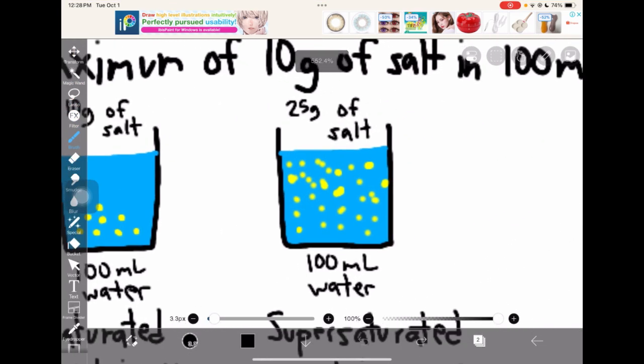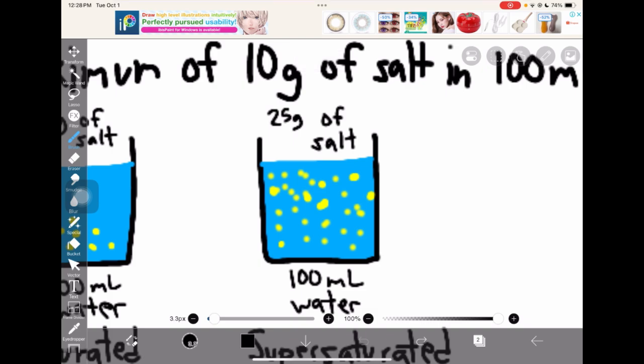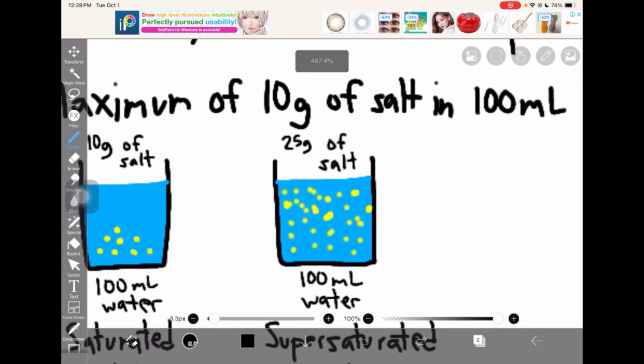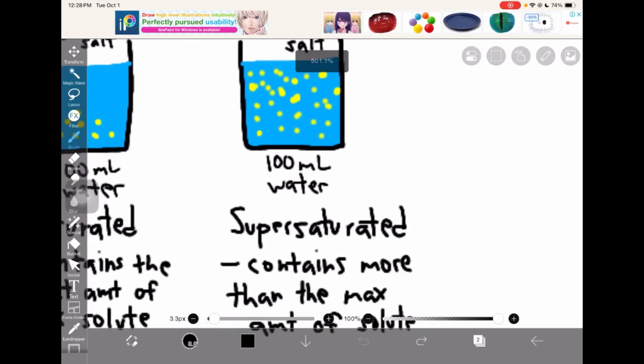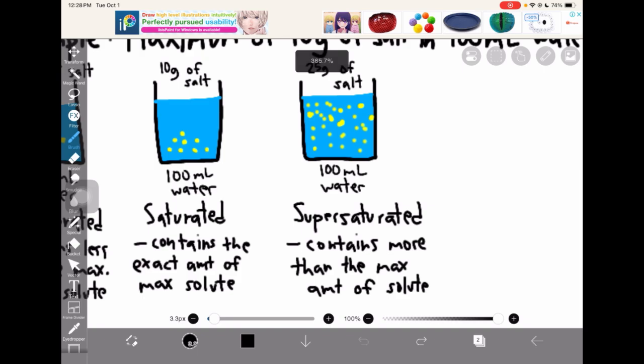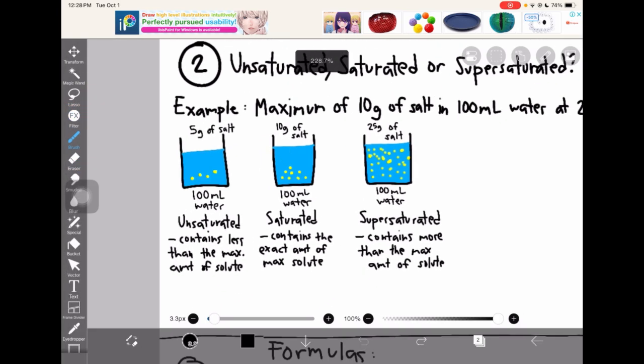How about the 25 grams of salt with 100 milliliters of water? Same conditions, but we just have 25 grams of salt. This one's called supersaturated because it contains more than the max amount of solute. It's really not too difficult, and honestly, it's pretty self-explanatory. Just by looking at the terms, you can tell already which one's which.